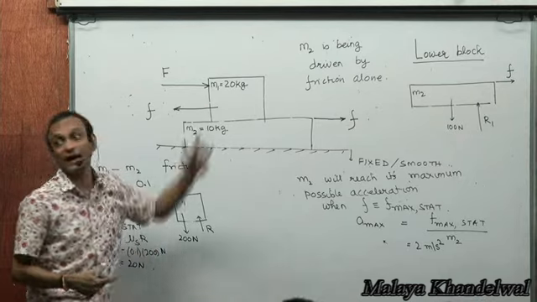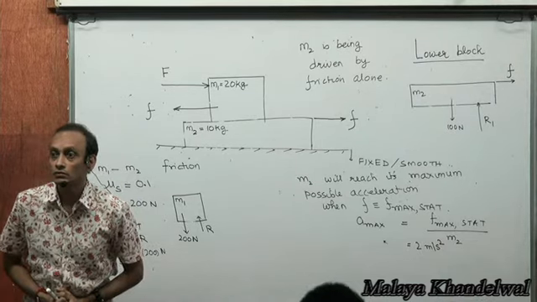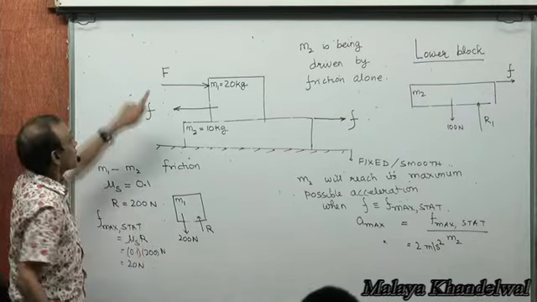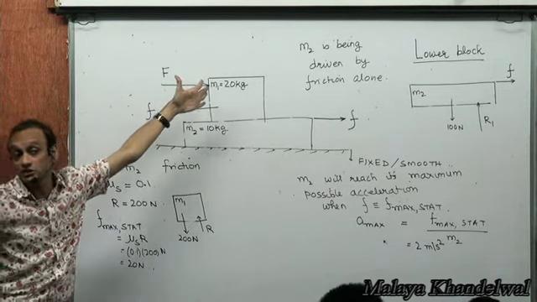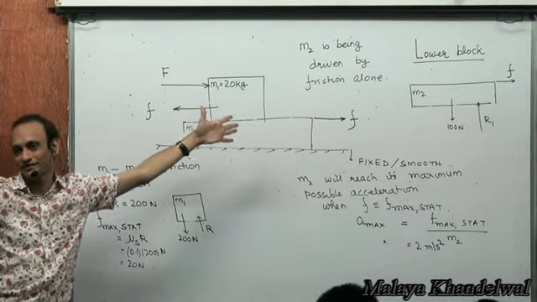Is there a maximum possible acceleration of the upper block? No, because I go on increasing the value of capital F, and the acceleration of small m1 can go on increasing. After a while, small f will become, let's say, a maximum of 20 newtons, but capital F can be any value. So there is no limit on the acceleration of the upper block. The greater the value of capital F, I can produce greater accelerations on M1. The maximum possible acceleration of M2 is 2 meters per second squared.